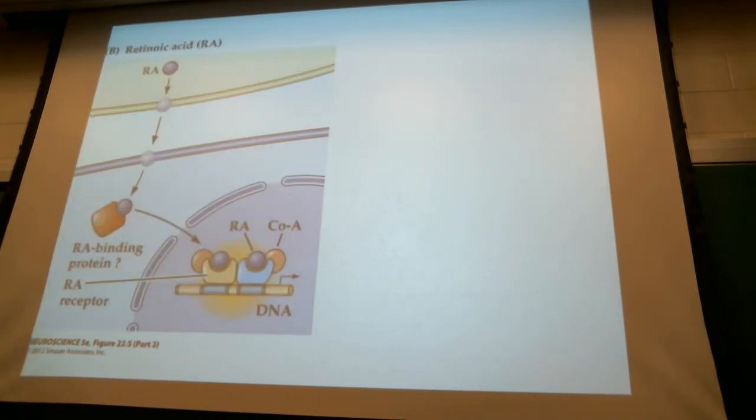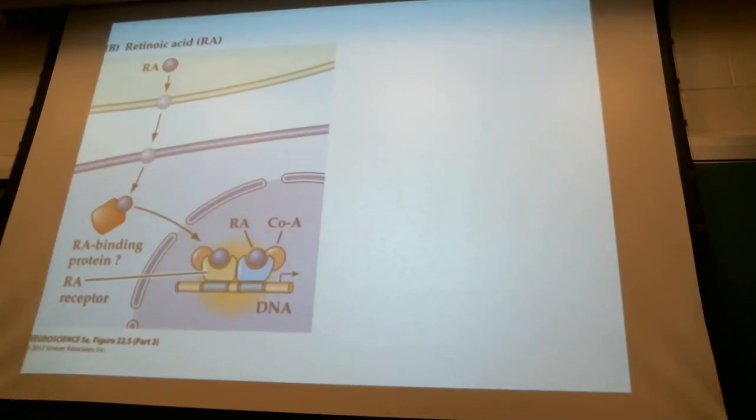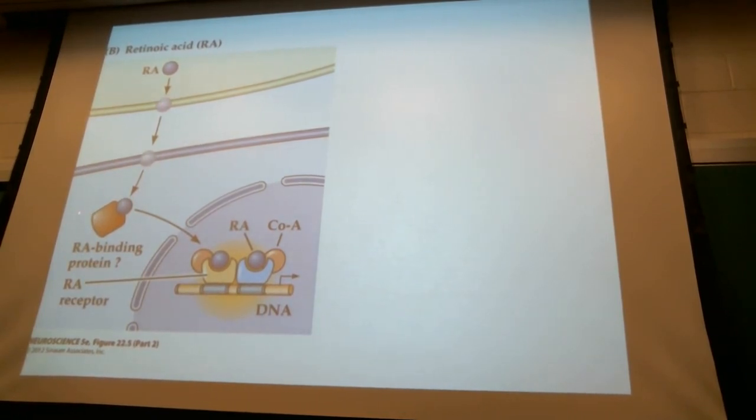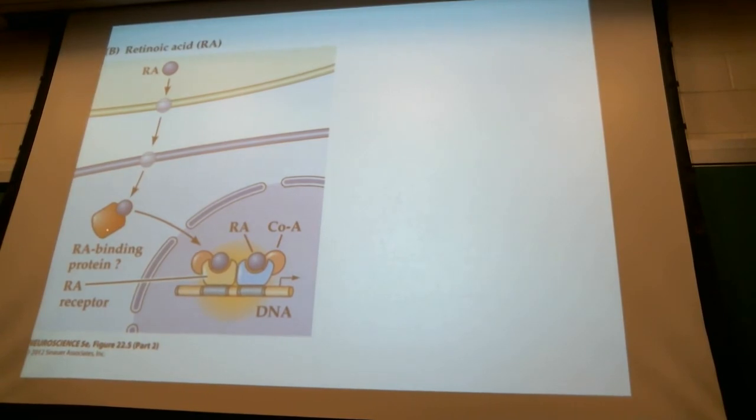Another thing I would like to mention is retinoic acid. Retinoic acid is very hydrophobic, so it crosses the plasma membrane. It goes to the cytosol, where the receptor is sitting, and binds directly in the cytosol. And then it goes to the nucleus and turns on the gene.